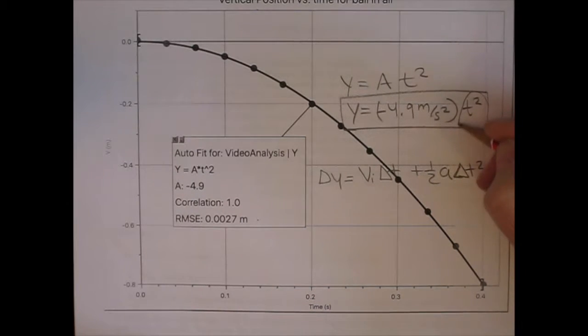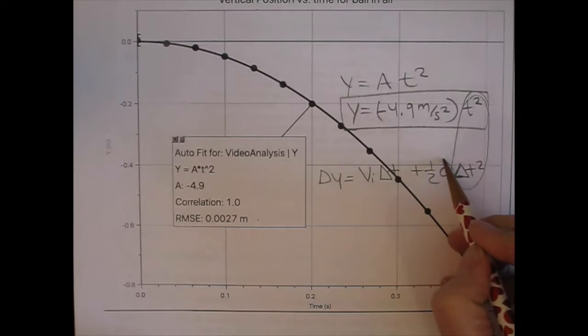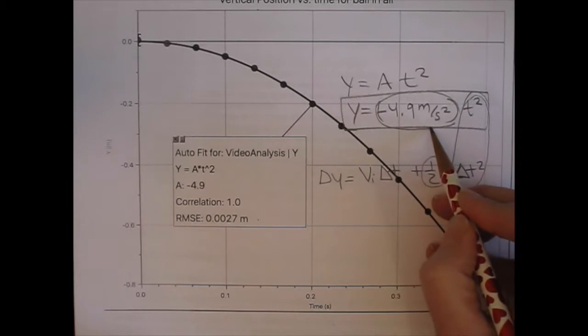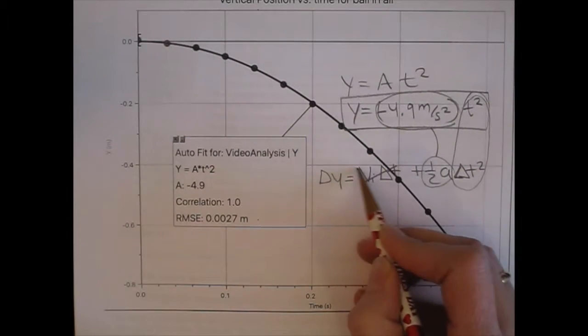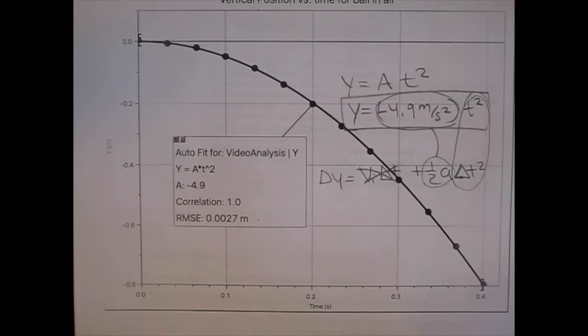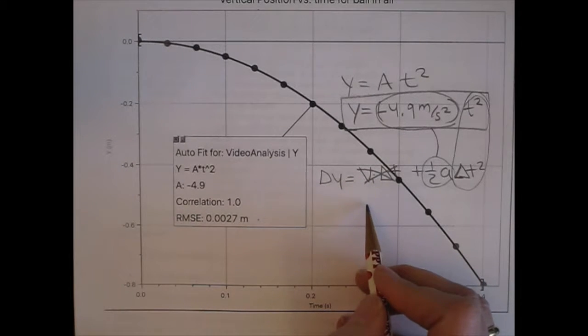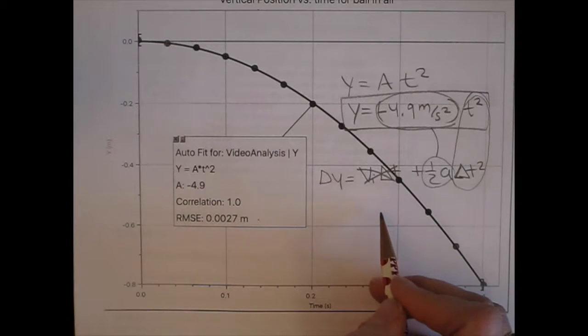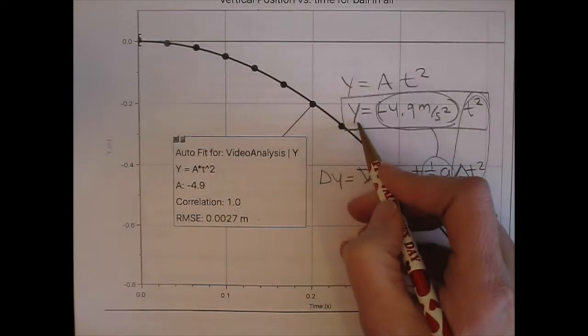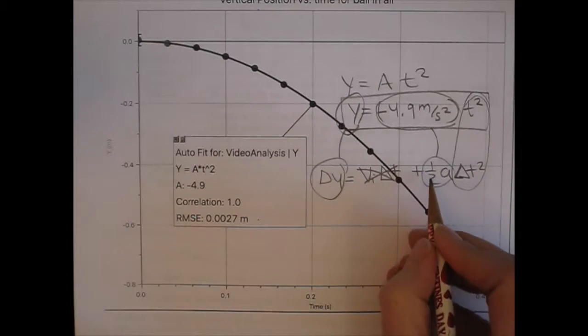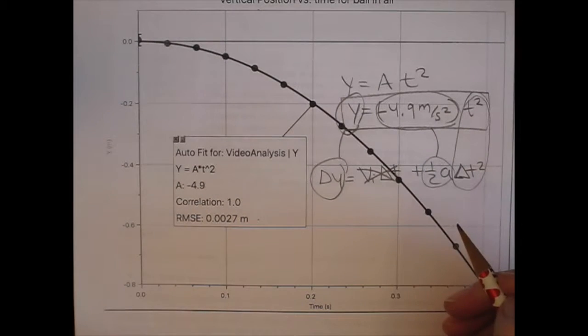So you can see that the t squared and the delta t squared match up. And the thing multiplied by the time squared is this. So these things match up. This must be 0 in our scenario, which makes sense because v i is the initial vertical velocity and it wasn't moving vertically when it first went off the table. And then y matches up here. So this tells us that 1/2 a must be equal to negative 4.9.